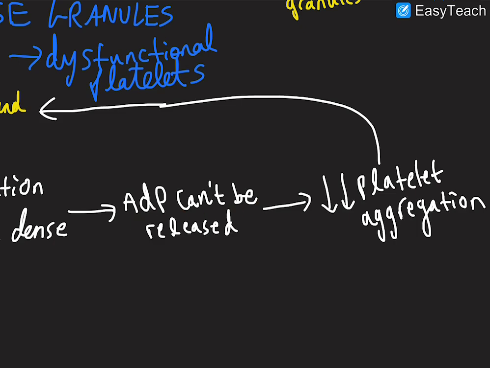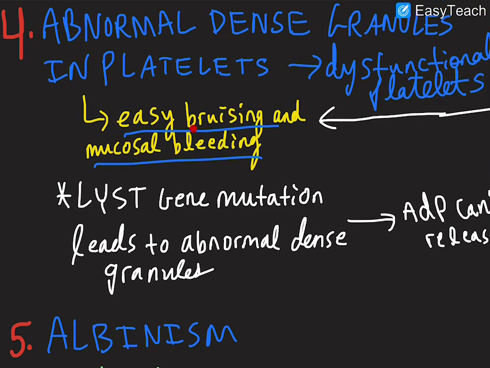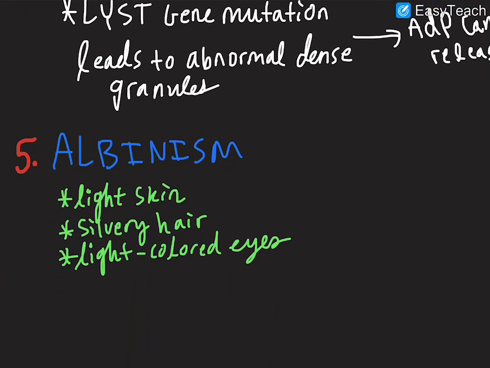So if you can't release these granules, one of them being ADP, then you can't have proper platelet aggregation, because that's what ADP does, right? It helps platelet aggregation, bringing more platelets to the area where you need to clot. And then therefore you can't form that platelet plug. So you're going to have easy bruising and mucosal bleeding, which is something you see if you have dysfunctional platelets. Okay, so that's that finding.